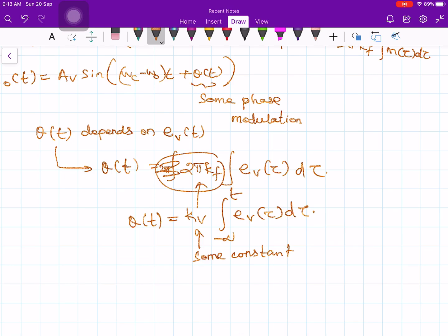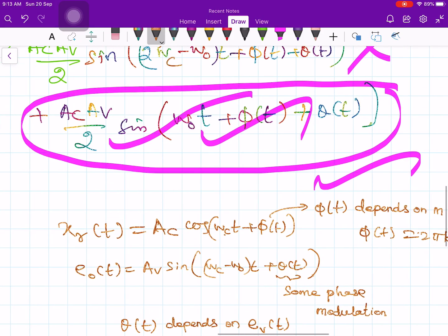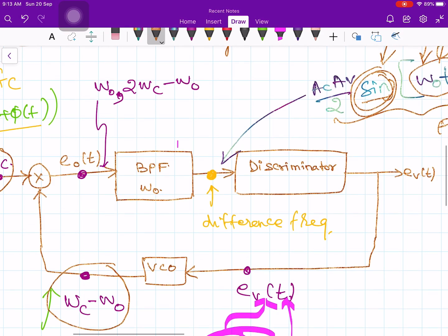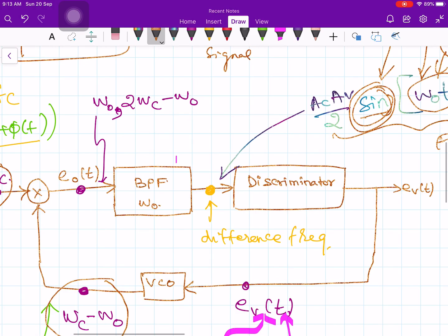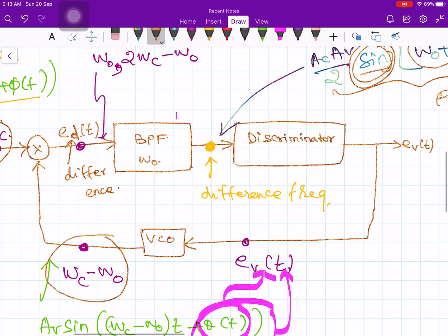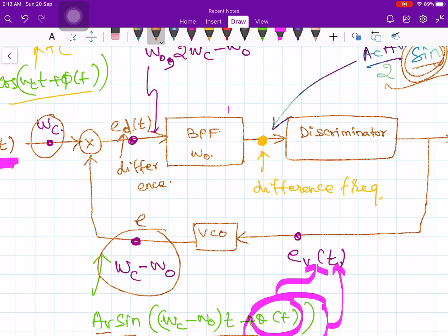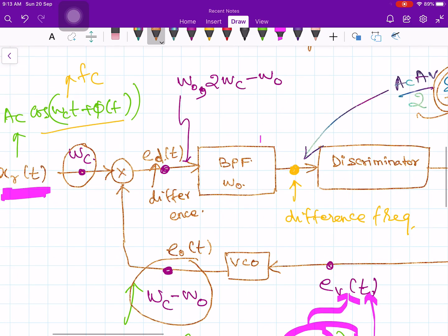So all the expressions are the same except that the VCO output is not at omega c but at omega c minus omega naught. Okay, let's call the signal at the multiplier output e_D. Let me put the notation e_D, where D indicates difference. Now what will be the nature of the signal e_D? You multiply x_r of t with this portion e_0 of t. Okay, so this is my input signal x_r of t.